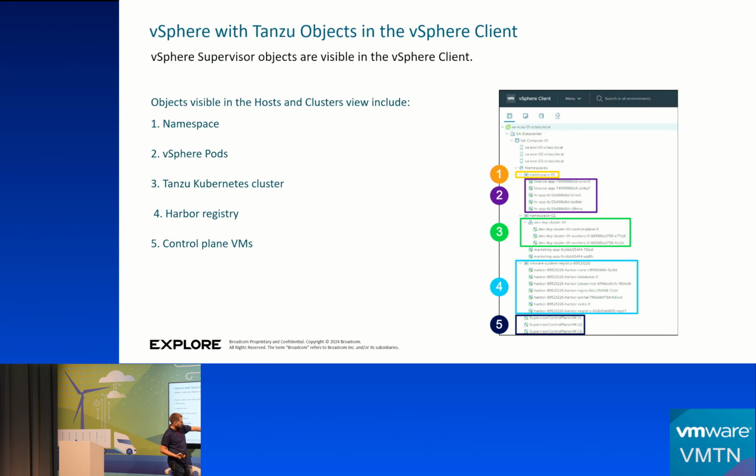So here you can see the vSphere pods. You can see an example of the workload cluster. So this is also the namespace object. It's going to be visible in the VI or in the vCenter inventory.